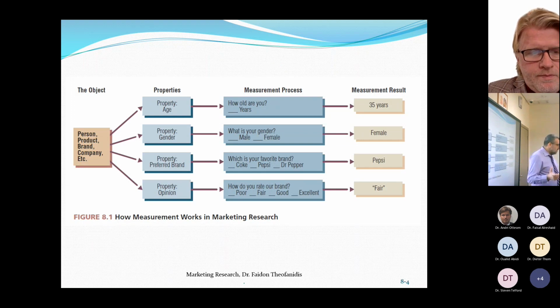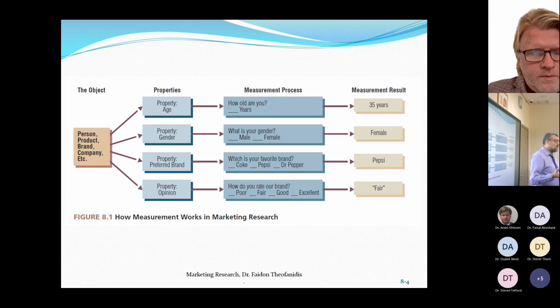When we talk about measurement, we need first of all to identify what we want to measure and who we are going to ask. So when we are answering the question of who we should ask, this refers to the object. The object could be a person, a product, a brand, a company. Now, you don't ask a brand or a product, but you can observe. So when you are asking a direct question to someone, this means that you are asking directly a person.